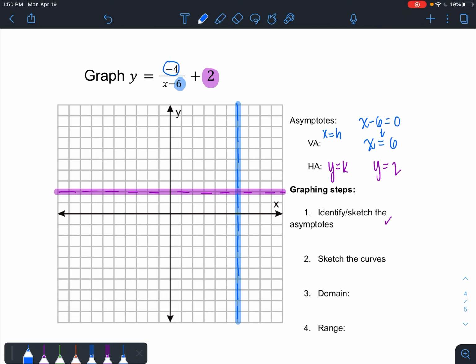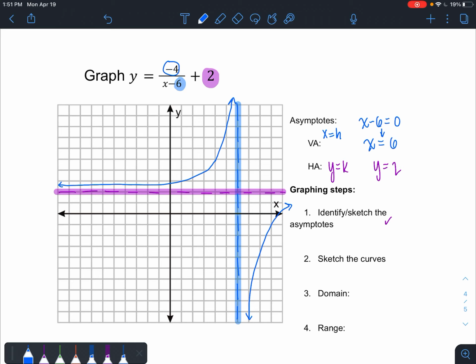Now, this is negative, so it's not going to be this way. It's actually going to be reflected and go this way. So it just looks like that. We'll get more into graphing a little bit later. But basically, these lines are going to get really close to 0 without touching. They'll come close to 0, and then they'll start increasing and get really close to our asymptote, but never touch the asymptote.